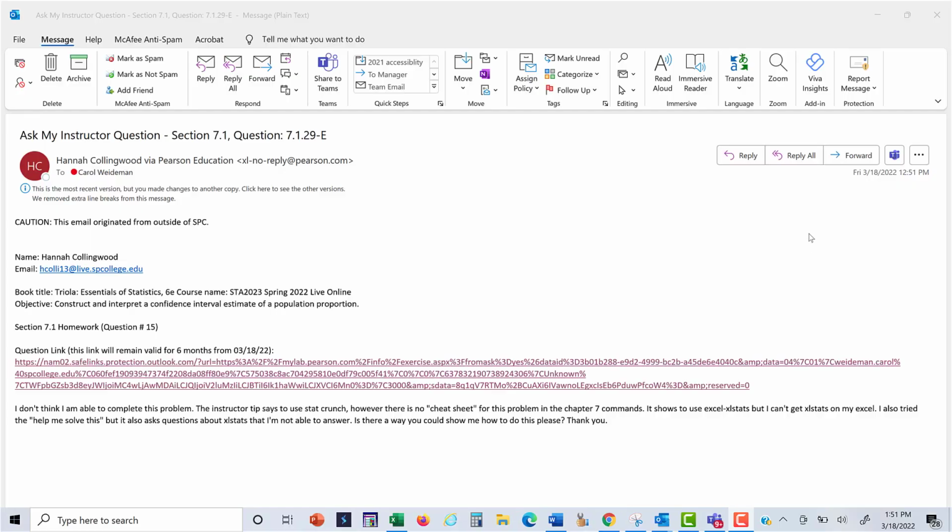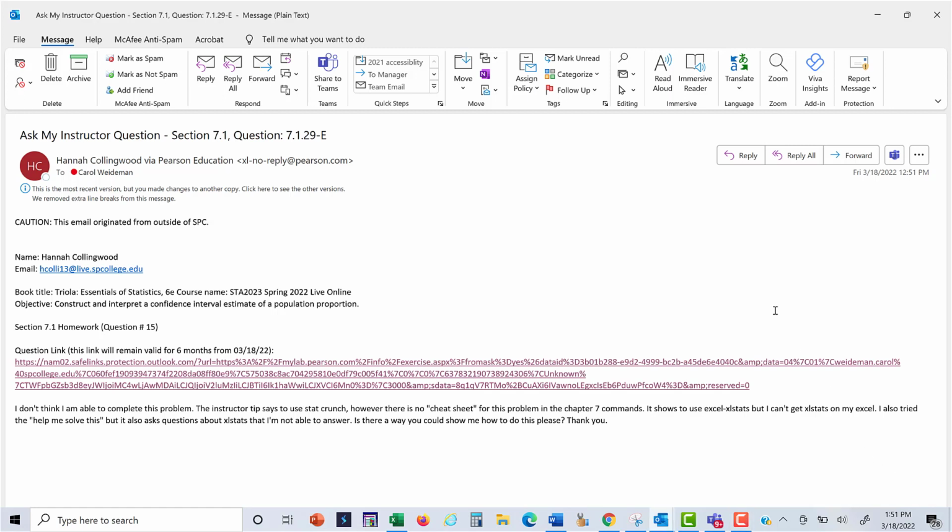Hi, Hannah. You sent me a question about the problem in section 7.1 with the president's heights. And you said you're not able to complete the problem. The tip says to use StatCrunch. However, there's no cheat sheet for this problem. Okay, so there's no cheat sheet because you have to actually count in the data set how many presidents were.